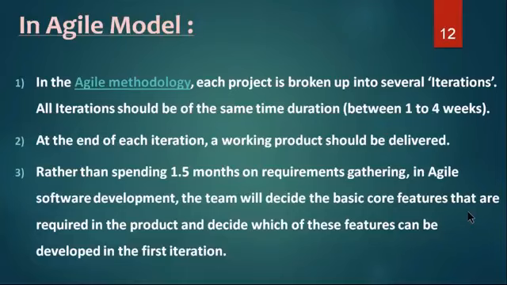Rather than spending 1.5 months on requirements gathering, in Agile software development, the team will decide the basic core features that are required in the product and decide which of these features can be developed in the first iteration. When the customer gives us requirements, try to identify what is basic, meaning the major important functionalities. Go and develop those features.